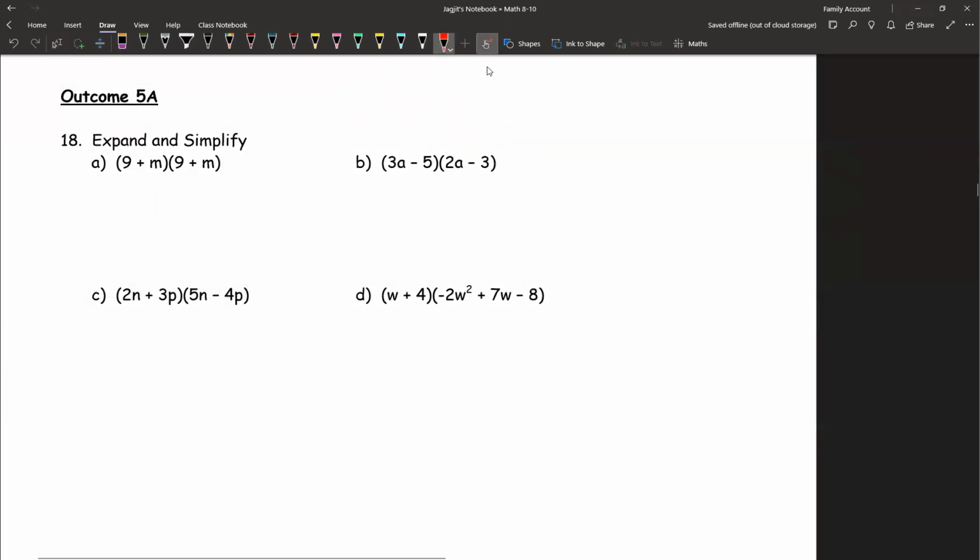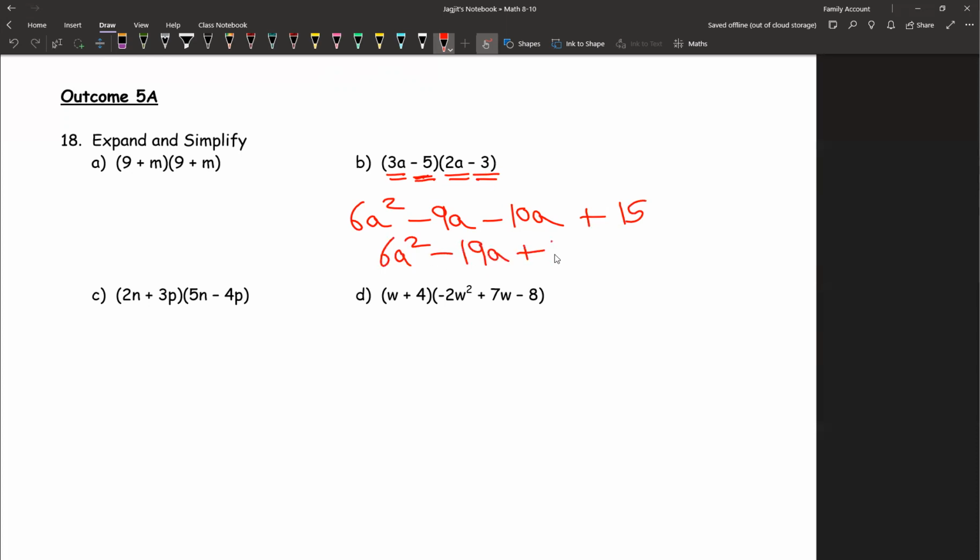Moving on to the next question. 3a minus 5 times 2a minus 3. We'll take 3a, multiply with 2a. 3 times 2 is 6, a times a is a squared. And you take 3a, multiply with minus 3. 3 times minus 3 is minus 9 times a. And you take minus 5, multiply with 2a, that's minus 10a. Then you take minus 5, multiply with minus 3, that'll give you 15. So we have 6a squared minus 19a plus 15. Fairly simple.